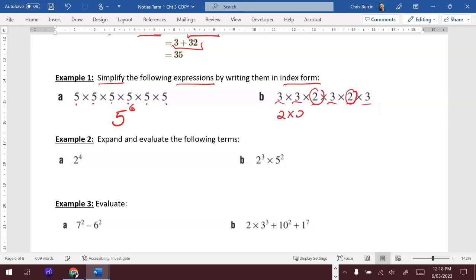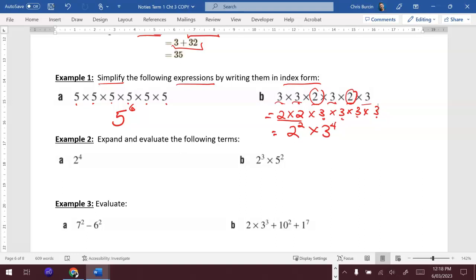So I'm going to reorganize this and put 2 times 2. You don't have to go through this step, but it helps me make sure I got them all right. Times 3 times 3 times 3 times 3. So how many 2's do I have? 2. So I'm going to end up with 2 to the power of 2 times, how many 3's do I have? 1, 2, 3, 4. 3 to the power of 4, and that's how we say it.